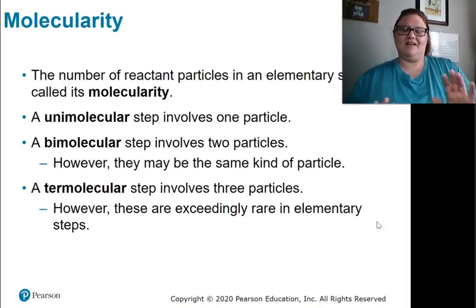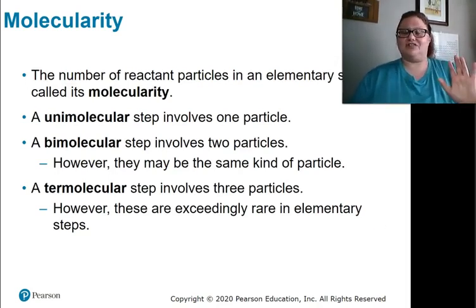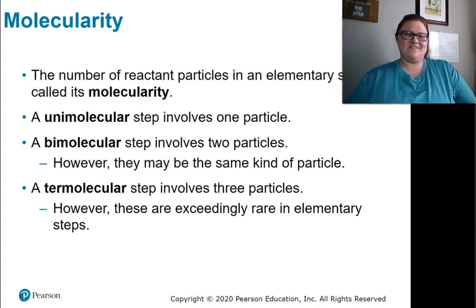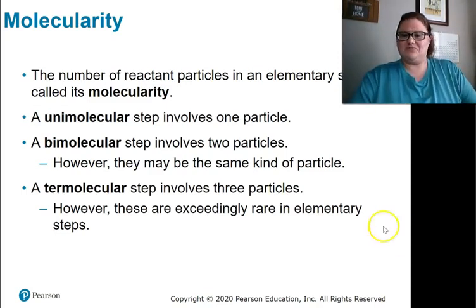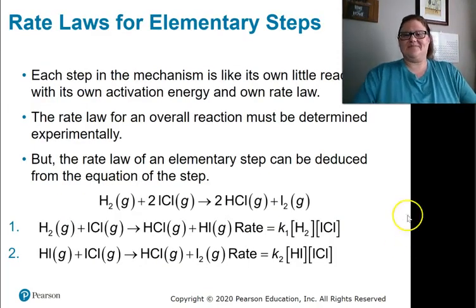Okay, I've been talking for an hour. I'm not even going to try to pronounce that right now. But we have different ways that we can talk about the steps. So uni means 1, bi means 2, ter means 3. So we're just going to go with prefixes. Bear with me here. All right.